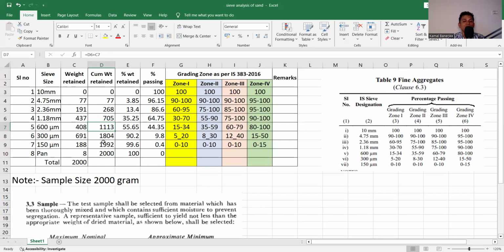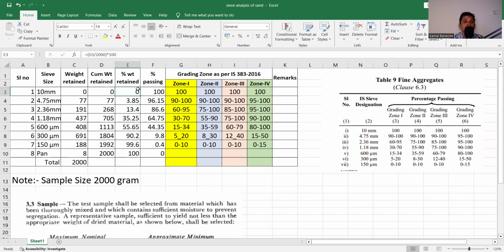Now we need the percentage of weight retained. So what is the percentage of weight retained here? For each sieve, it is the cumulative weight divided by 2000, because the total weight is 2000. We have taken a 2000 gram, or 2 kg, sample.